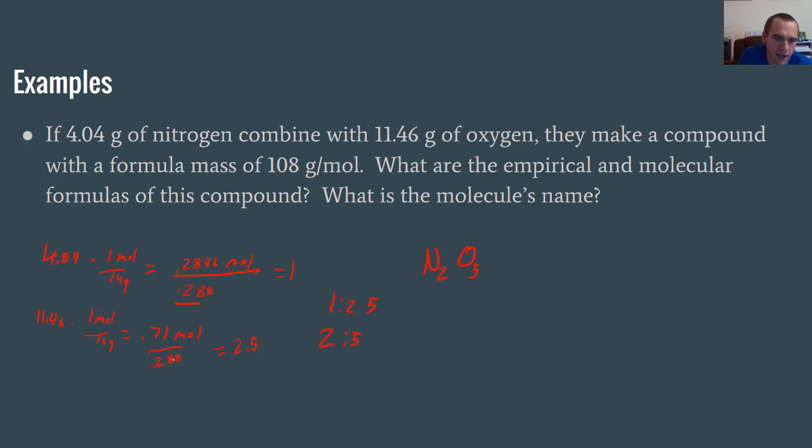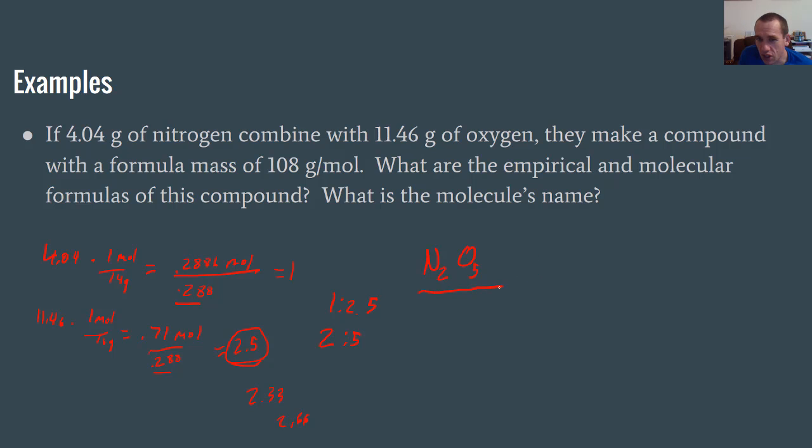So sometimes when you divide by that smallest term, you will end up with a fraction like 2.5 or 2.33 or 2.66, which you should recognize as halves or thirds, right? And then you can multiply to make sure you get whole number ratios. This would be dinitrogen pentaoxide.